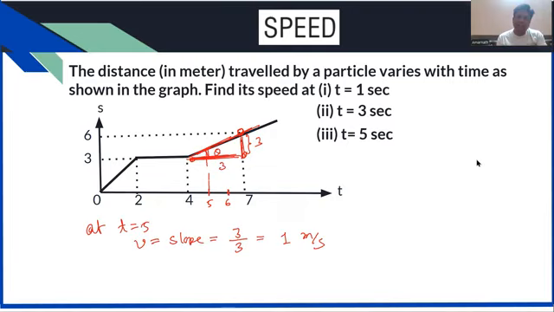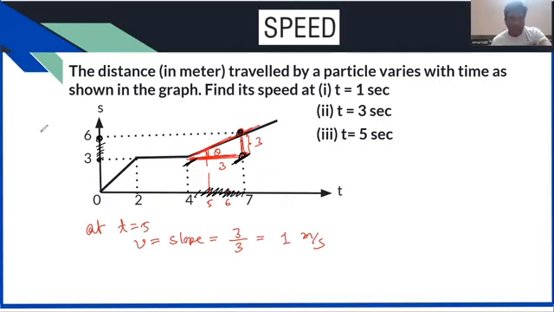Why 3? Because this point is 6, this point is 3. 6, 3. So the gap is 3. This point is 7, this point is 4. So the gap is 3. Okay?